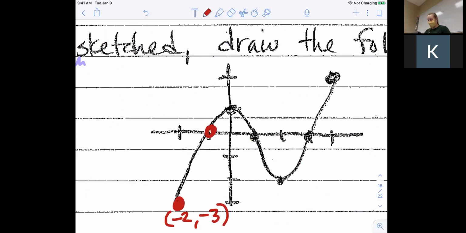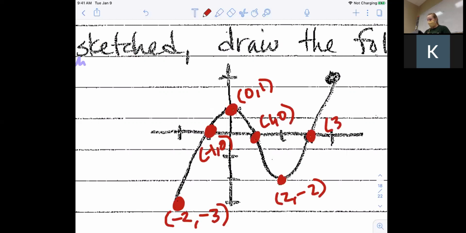It looks like there's a point here, which is -1, 0. I've got a point over here, which is 0, 1. This point is 1, 0. Everyone okay with how I'm getting these points, right? The next one's 2, -2. Then I have 3, 0. And then I have 4, 2.